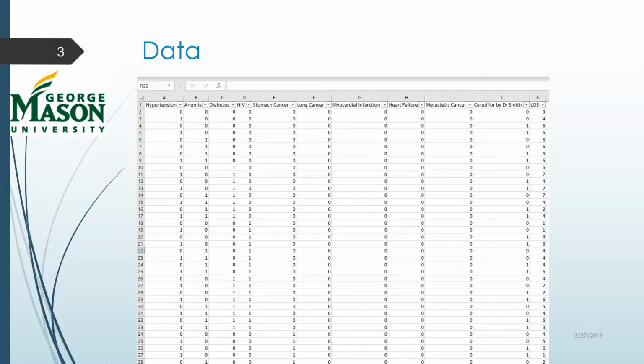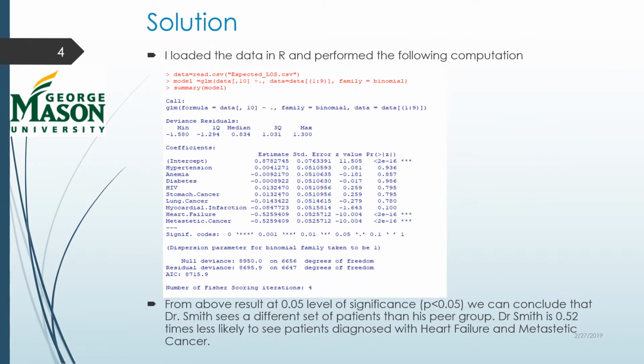This is our original data from question 1.1. So first of all, I loaded the data in R and performed the following. From the result from R, we can conclude that Dr. Smith sees a different set of patients than his peer groups. Dr. Smith is 0.52 times less likely to see patients diagnosed with heart failure and metastatic cancer.